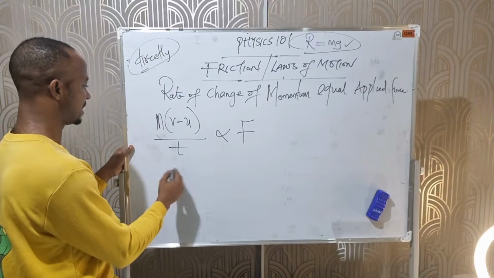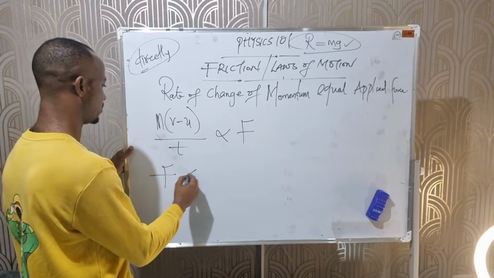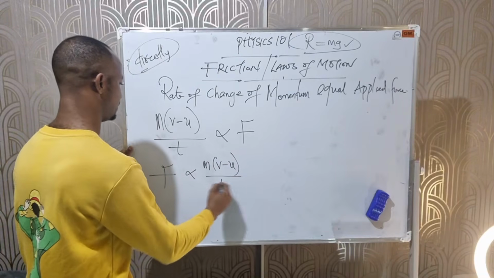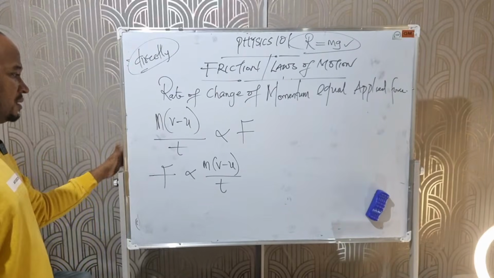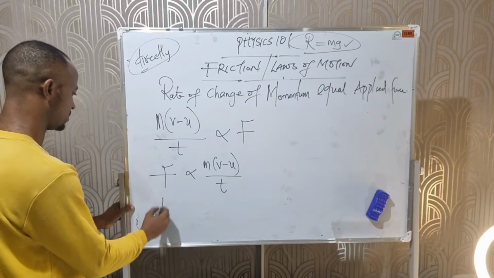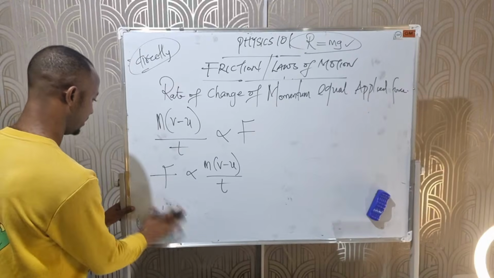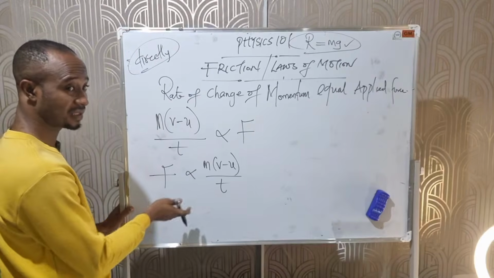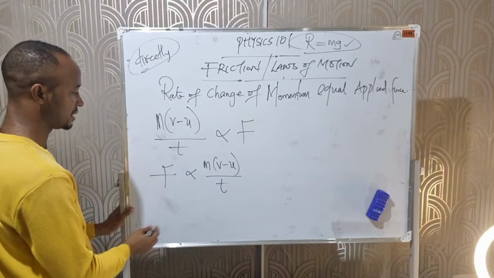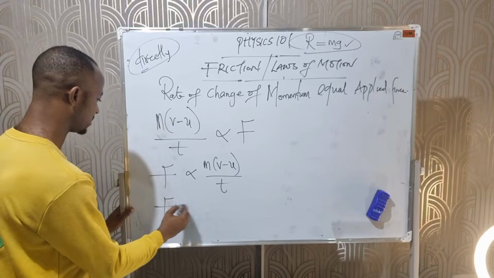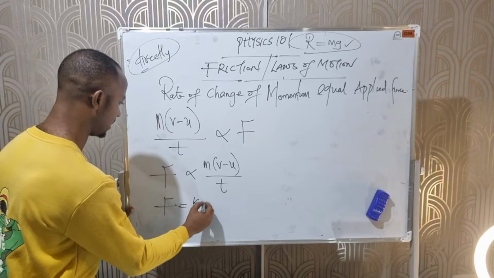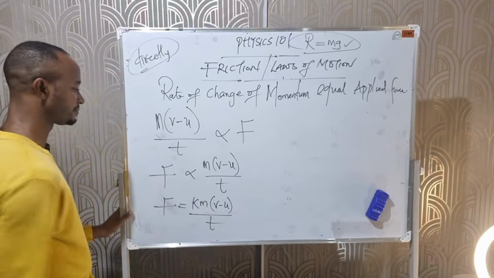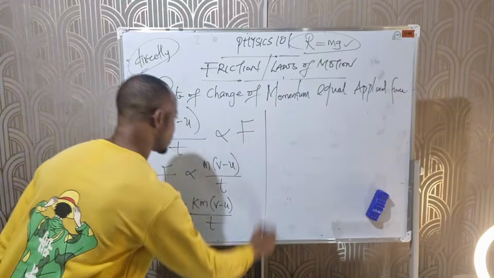So let's look at this. I can also say my force is proportional to m(v minus u) divided by t. All right, so recall that. Okay, from here, to take off this proportionality sign, I have to introduce a constant and also an equal sign. That means my force is equal to km(v minus u), all divided by t.